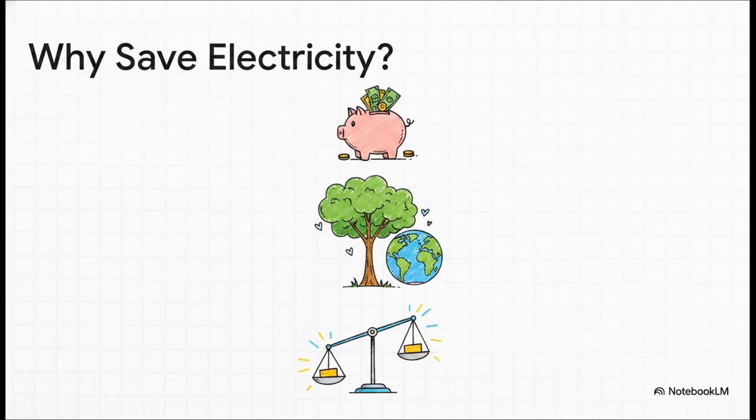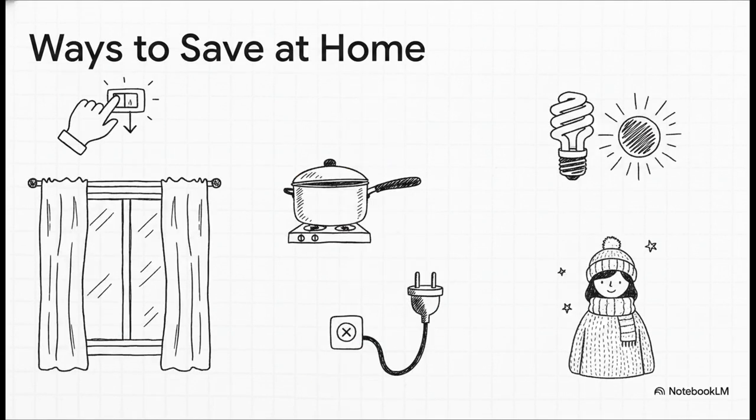Question 19 asks, give 3 important reasons why we should save electricity. These are absolutely crucial. First, it's expensive. Saving it directly reduces your family's bills. Second, environmental protection. Burning less coal means less harmful gas polluting our air. And third, it prevents load shedding by reducing the extreme pressure on the national grid when too many people use electricity all at once. Question 20 demands action.